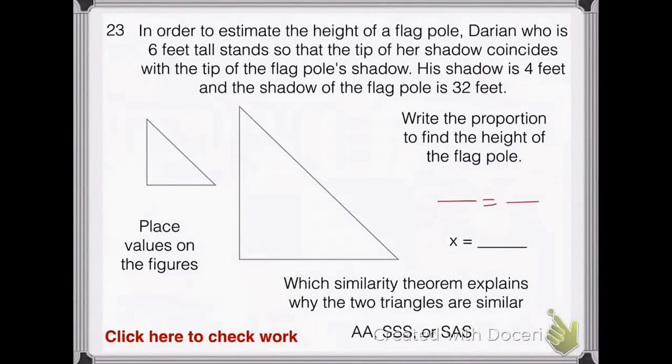In order to estimate the height of the flagpole, Darian, who is 6 feet tall, so I'm going to put 6 feet on the smaller triangle, stands so the tip of his shadow corresponds with the tip of the flagpole shadow. His shadow is 4 feet, and the shadow of the flagpole is 32 feet. So you want to find the height of the flagpole. So set up your proportion. Solve for X.